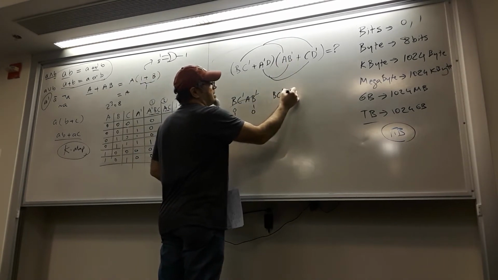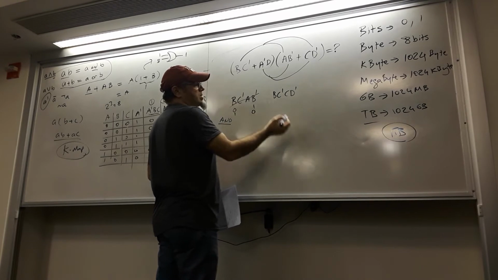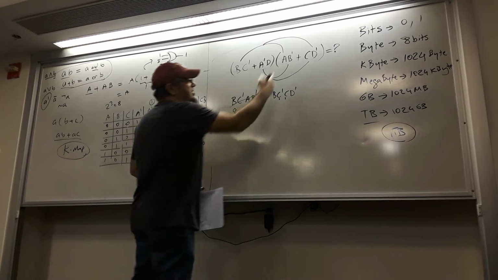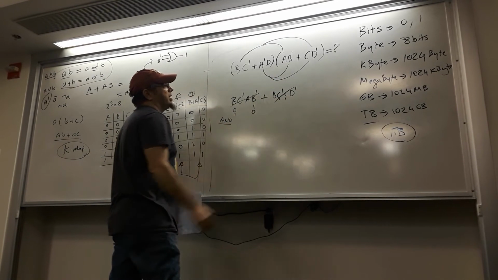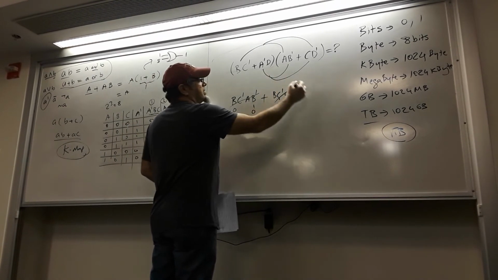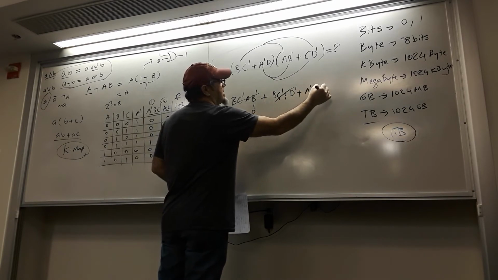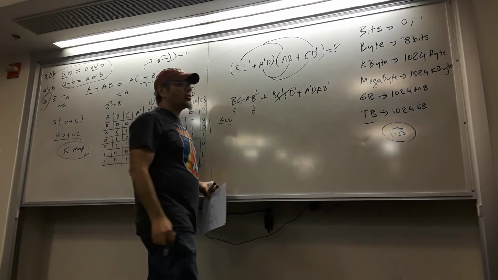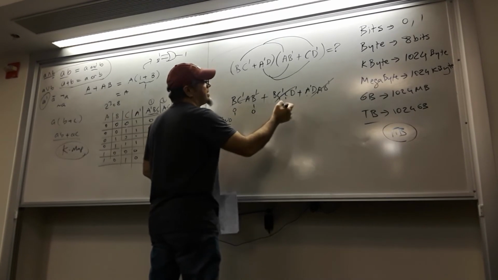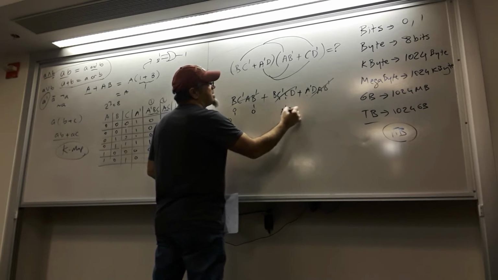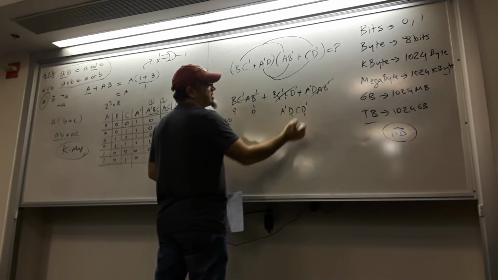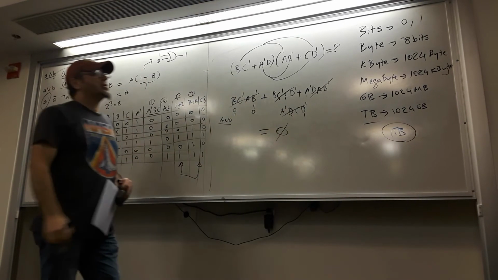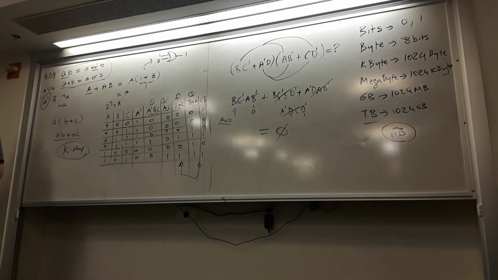B not C, C not D. Same thing. I got a complement and itself in the same term. It goes away. And the next one, not A D, A not B. Same thing, A not A in an AND operation gives me 0. And then the last one, not A D, C not D. I got D and not D. That goes away. It's a simple 0 at the end.